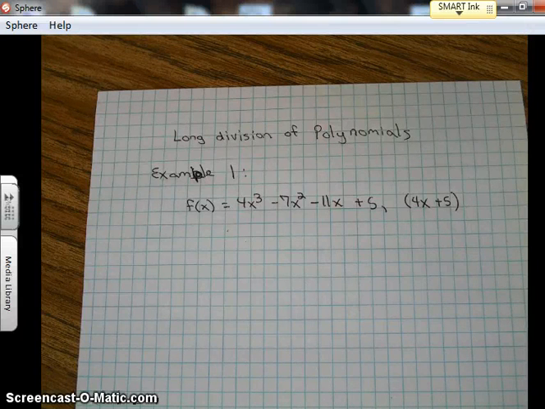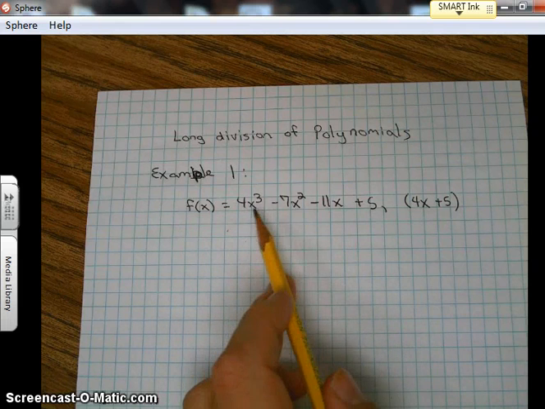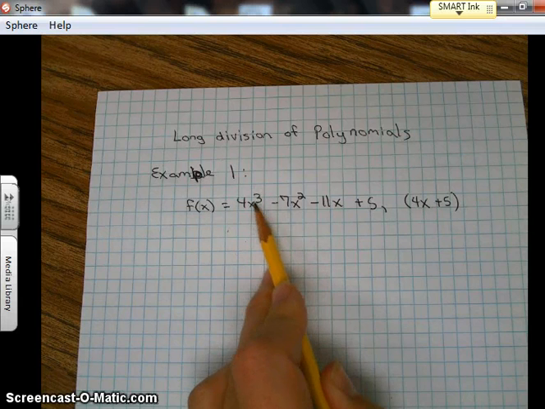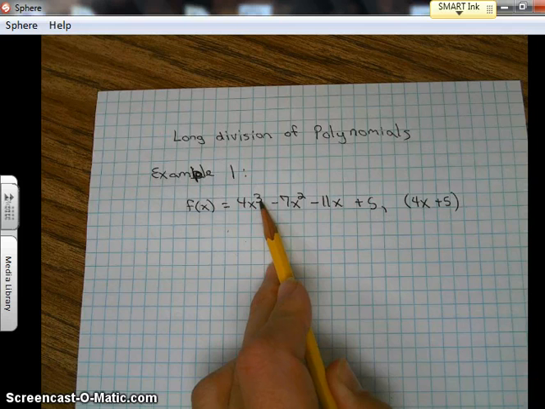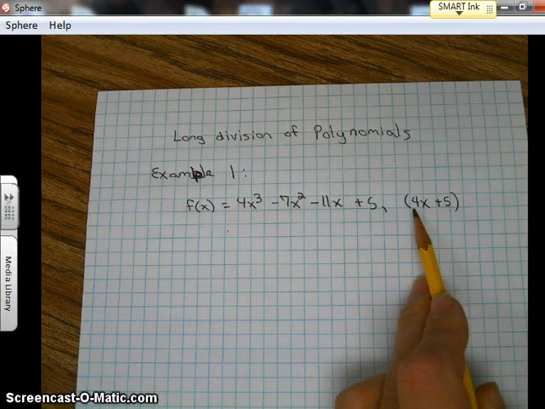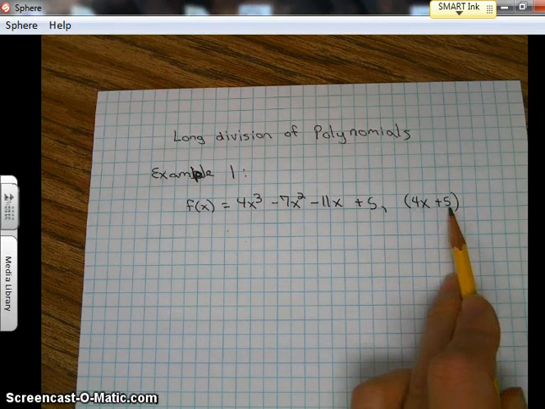Okay, we're going to learn how to do long division of polynomials. So remember, a polynomial is an expression or an equation where there's more than one term. In this case, we have 1, 2, 3, 4 terms. It's a third degree polynomial, so remember, that means that there are 3 solutions. Okay, and we're going to divide this polynomial by this binomial, 4x plus 5.